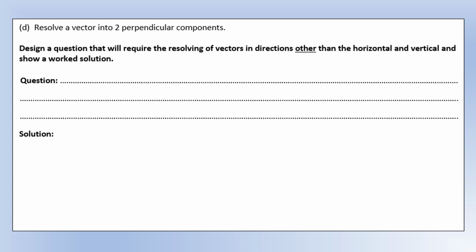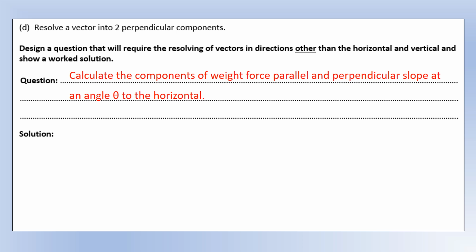Okay, D, resolving a vector into two perpendicular components. So for this one, I ask you to design a question that resolves vectors into directions other than horizontal or vertical, because that's the one you'll use the most. So let's do something different. So the easiest scenario to come up with would be on a slope where it's slightly different. On a slope, we resolve parallel and perpendicular to the slope. So in a nice general case, this is what it looks like.